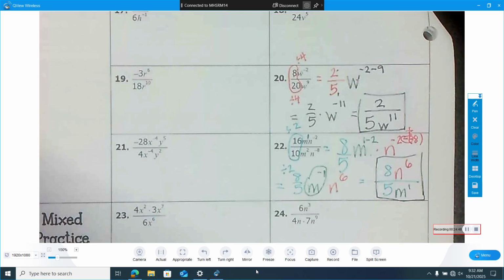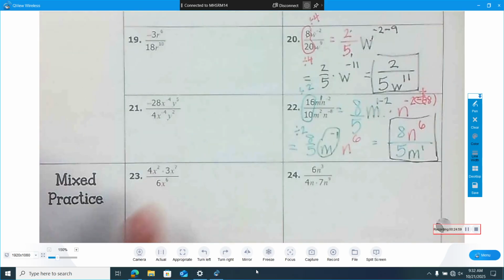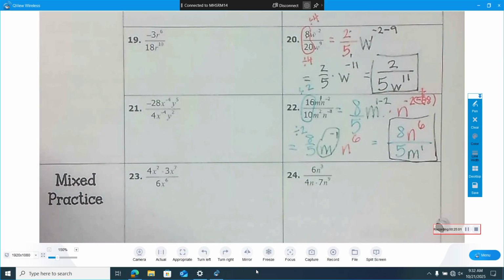You have win today? Yeah, you do have win today. I'm deciding if I want to do any more, but I kind of think I don't want to do any more. Let's do 23, and then we'll call it. Last one. Here we go.